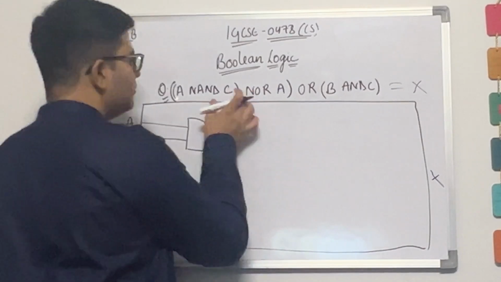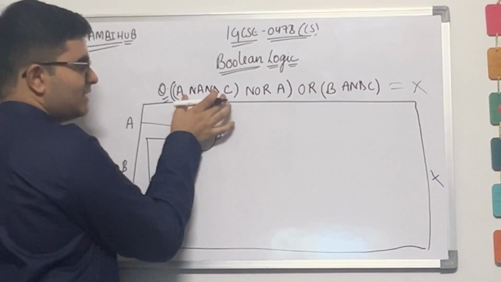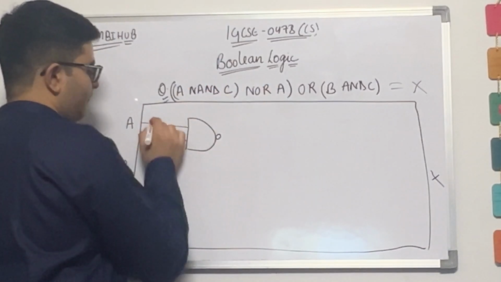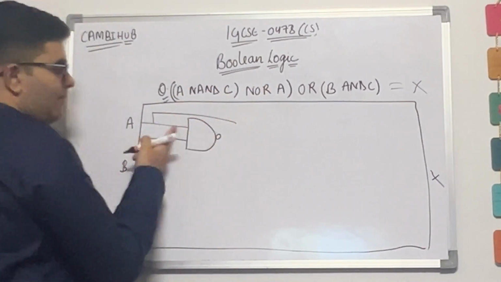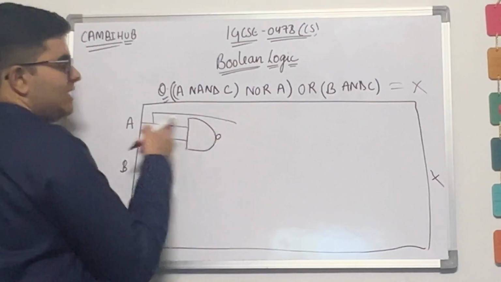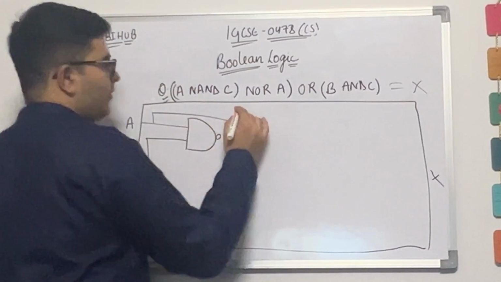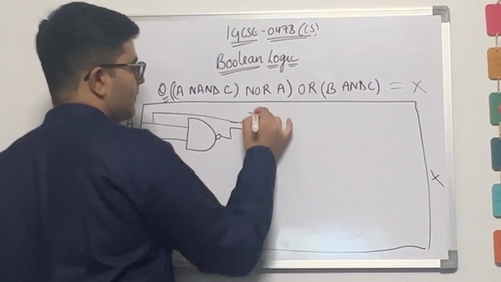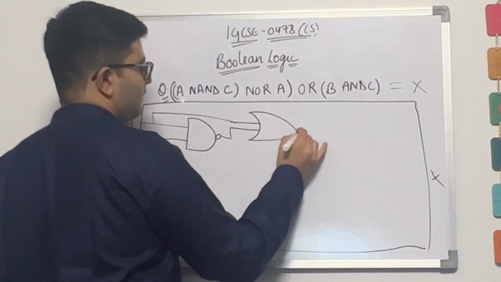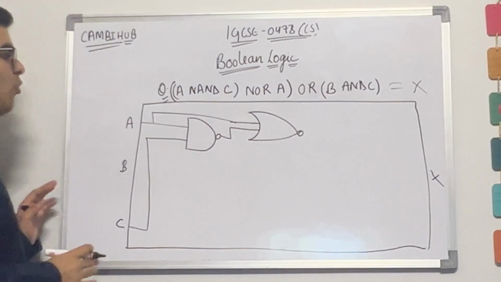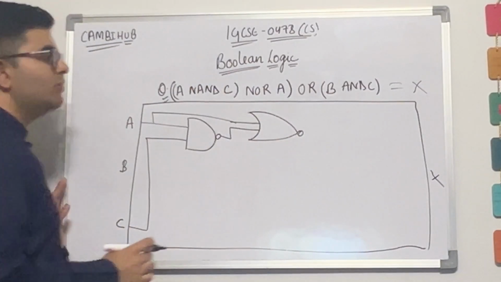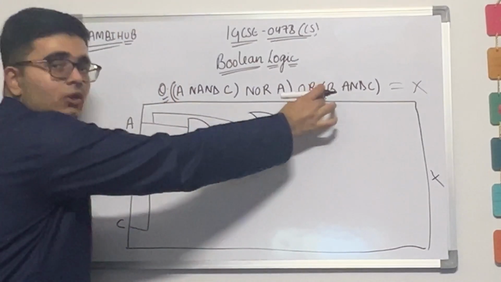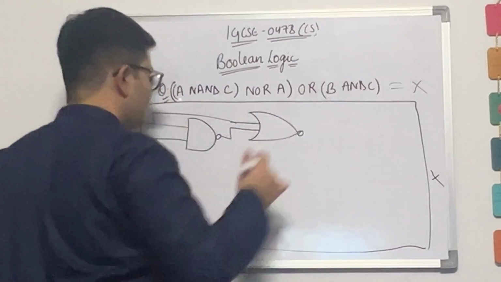Then I'll do the output of this expression NOR with A. So I'll take a wire from A. Please take a wire from behind it, because this is the output now. A is changed here, so I'll take A from here and do a NOR of them. Right? Once this expression is solved, now I'll do B and C. This is my final logic.